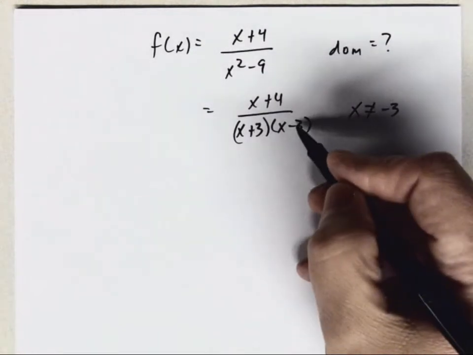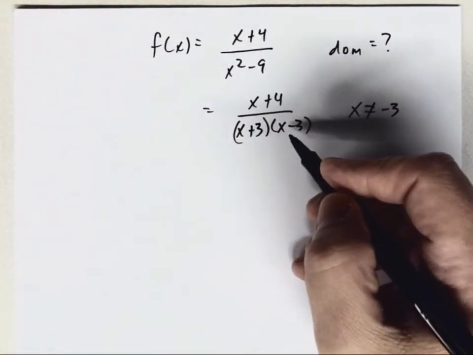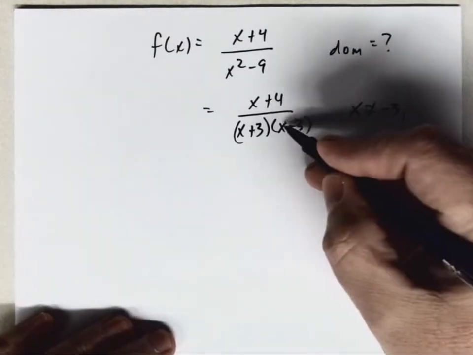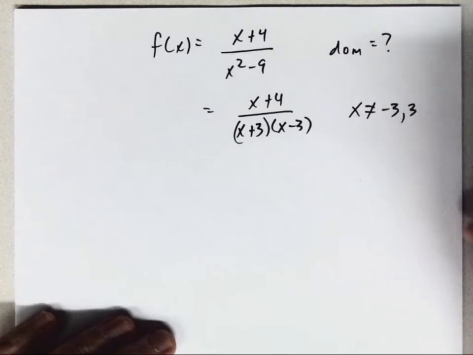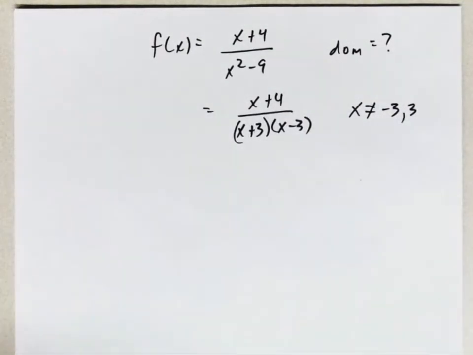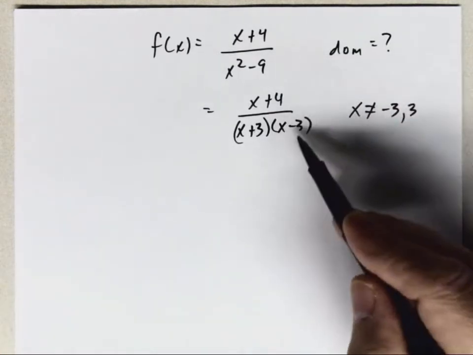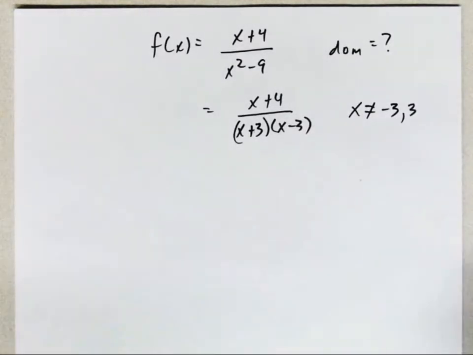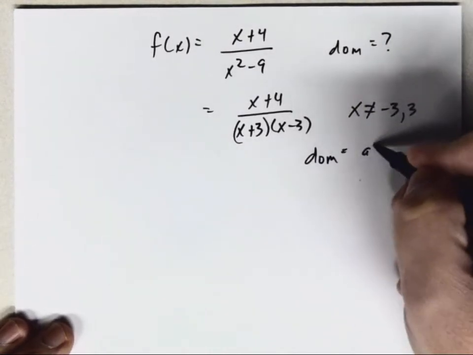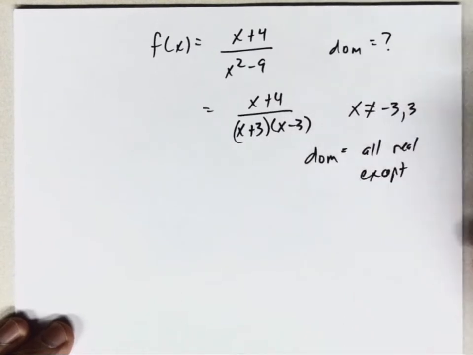But then I look here, the second parenthesis, and I say, well, what value of x would cause this second parenthesis to be 0? And I realize x cannot be 3. So in this case, there are actually two numbers x cannot be equal to. Because if x is equal to either of these numbers, then I've got a 0 in my denominator. So for this one, I would say the domain is all real except.